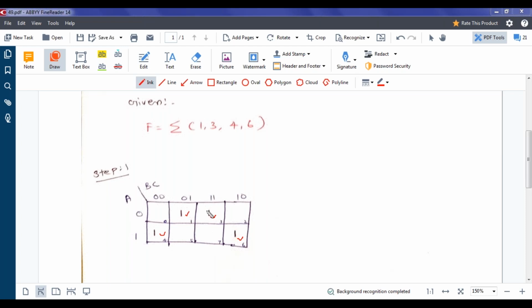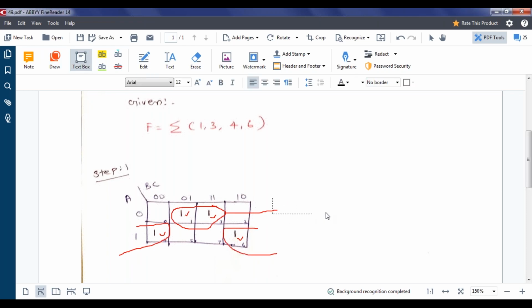M1 M3. Very good. M1 M3 is the first group. M4 M6, M4 and M6. Very good. Now tell me the Boolean expression for M1 and M3.